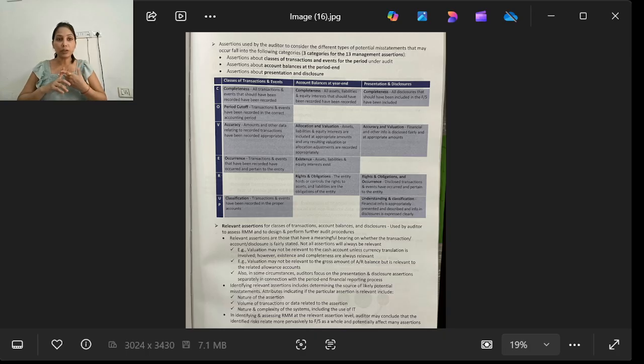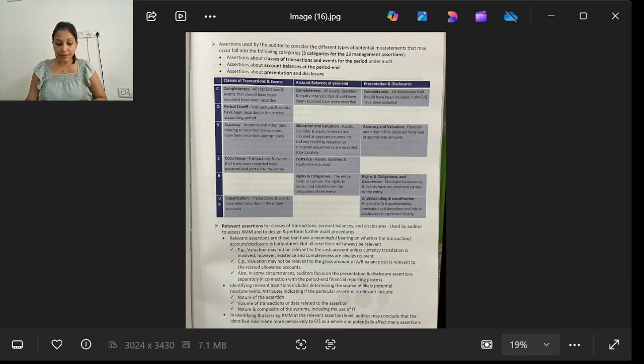Cutoff is relevant to the income statement only. In the transactions, we need to check whether they are recorded in the correct accounting period, and that is applicable in the case of class of transactions and events, especially revenue, to ensure that it is not misstated and not recorded in the wrong accounting period. So to get comfort over that, cutoff is used.